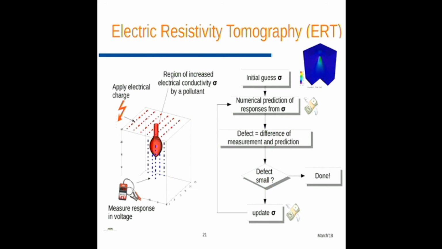The process normally works like this: you have an initial guess. This is for an ERT analysis. So if you have an initial guess for the conductivity, you make a prediction based on the injections you do. You calculate the difference between your prediction and your observations. If that's small, you're happy. If not, you need to update your conductivity and start again, make a prediction, and so on. The expensive part is calculating the responses, which you have to do for each experiment you're doing. And then the update process is where you spend your time.